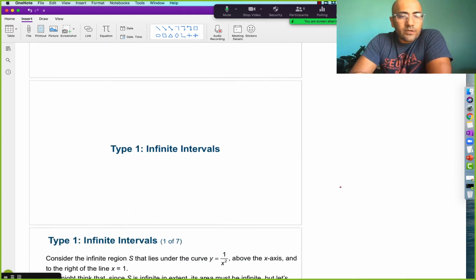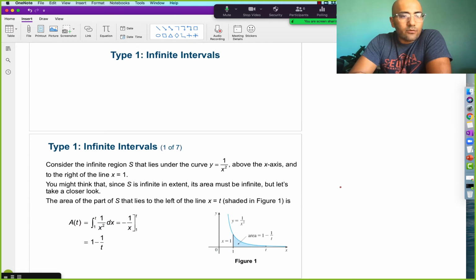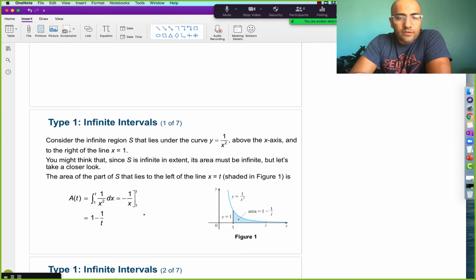So the first case we're going to look at is cases where we have infinite intervals. So type 1, infinite intervals. Consider the infinite region S that lies under the curve y equals 1 over x squared, above the x-axis, and to the right of the line x equals 1. Okay, so here's a nice little image.